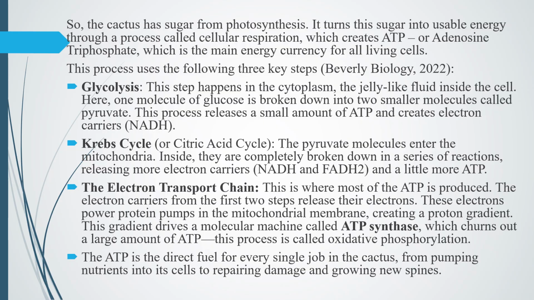The ATP is the direct fuel for every single job in the cactus, from pumping nutrients into its cells to repairing damage and growing new spines. So this is how the cactus manages to make ATP.